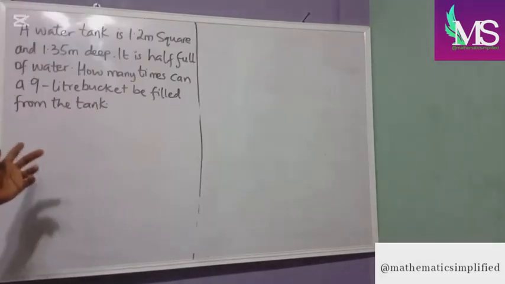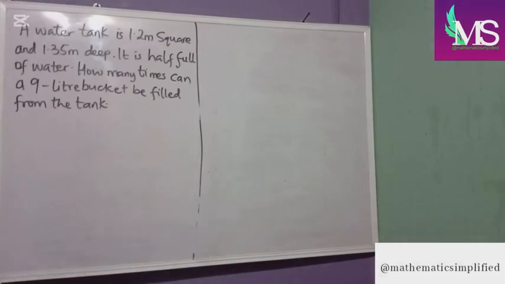Our second question says, a water tank is 1.2 meters square and 1.35 meters deep. It is half full of water. How many times can a 9-liter bucket be filled from the tank?